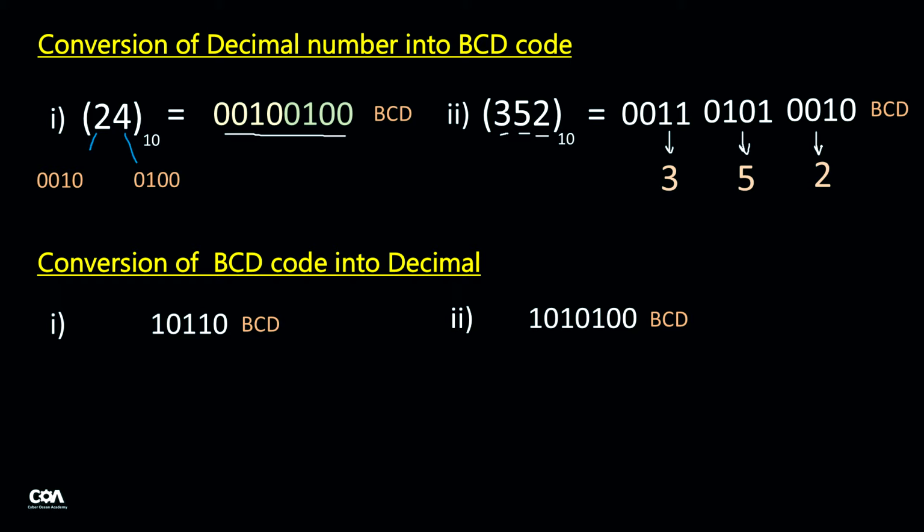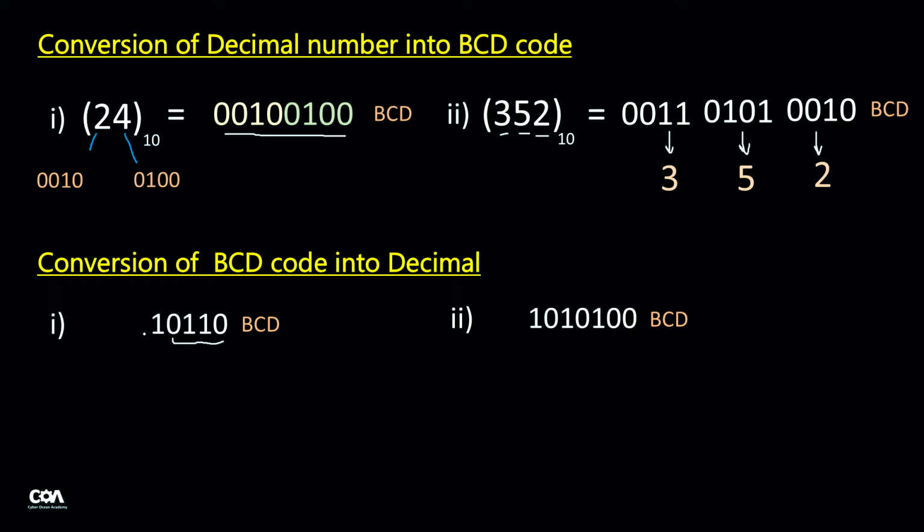Now what will we do? We will convert a BCD number back to decimal format. Our first example is 10110. We have to convert this BCD number into decimal form. We will start from the right side and make groups of 4 digits. Here this is our first group, 0110, and this is our second group. In our second group you can see that there is only one digit, that is 1.